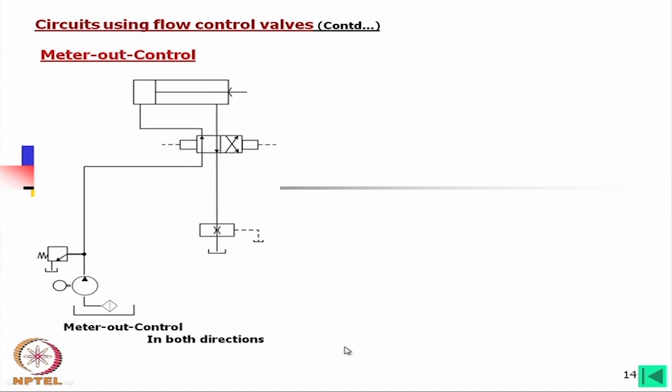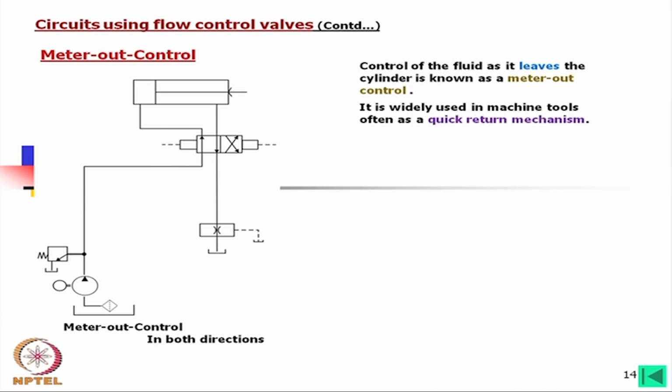Now, meter out control, as you see that we have used the flow control valve on the other side. Whereas in meter in control the fluid enters with a controlled flow, in meter out the fluid leaves the cylinder with a controlled flow. It is widely used in machine tools, often as a quick return mechanism, because we can control this and we can vary the return time. Also, it is commonly used on drills.